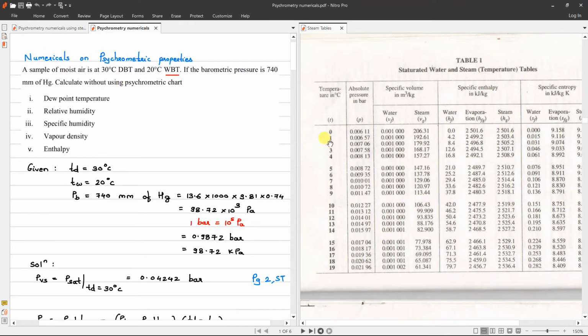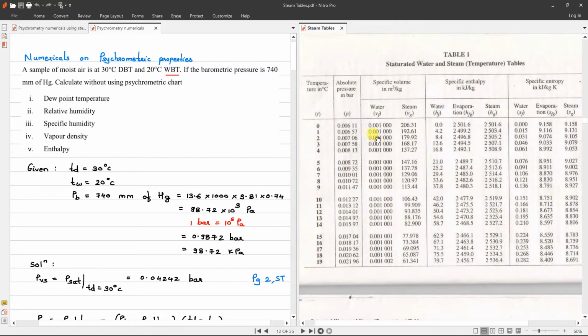Along with the numericals, we have to see the steam table as well. So I have kept the steam table on the right side. Understand this numerical now. Which type is this? Here wet bulb temperature is given, so we have to use the Carrier equation. I'll read the data.